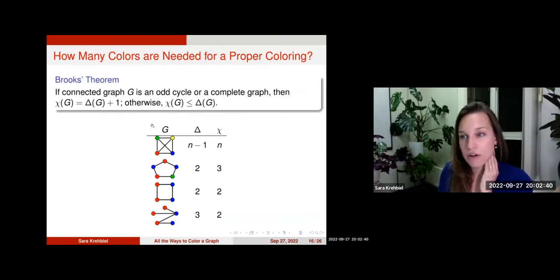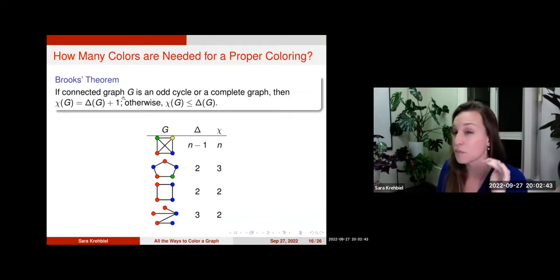Okay, so now we have all of the machinery that we need to understand, not the proof, but the statement of a powerful graph theory result, which is Brooks' theorem. So Brooks' theorem says if I have a connected graph, and I haven't defined connected, but what you have in mind is probably correct. It's a graph where all of the vertices are reachable from all of the other vertices. So if I have a connected graph, there are two special cases. If the graph is an odd cycle, or if it is a complete graph, then the number of colors that I need to color that graph is exactly one more than the max degree of the graph.